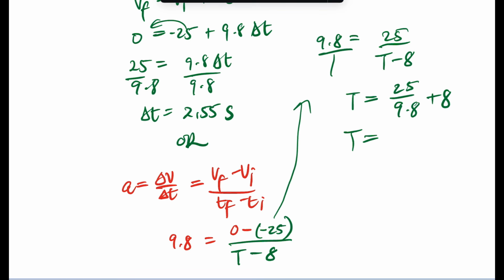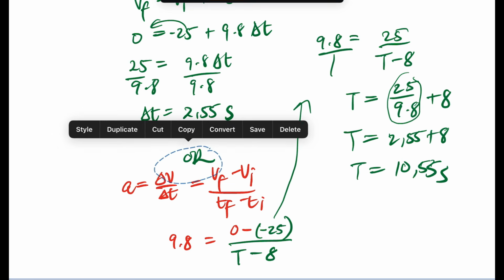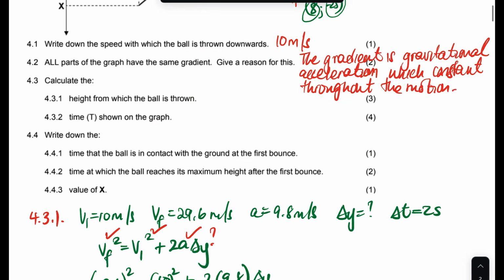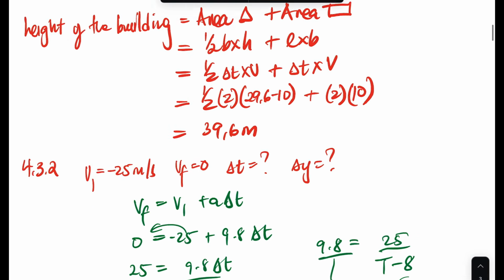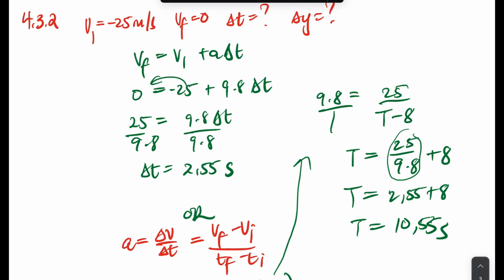T is equal to 2.55 plus 8, which is 10.55 seconds. So the whole time is 10.55 seconds. Here I did not finish this, so we have this time, 2.55, from here to here, and we add it to 8, which gives t. So t is equal to 8 plus 2.55. That makes 10.55 seconds. That's the time.